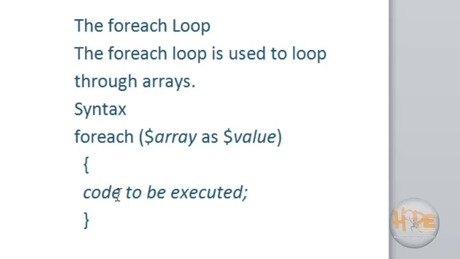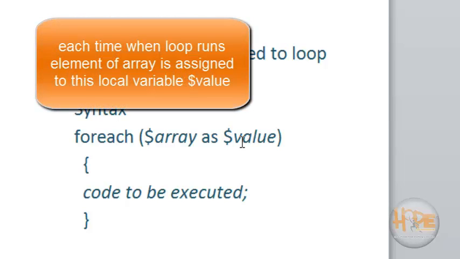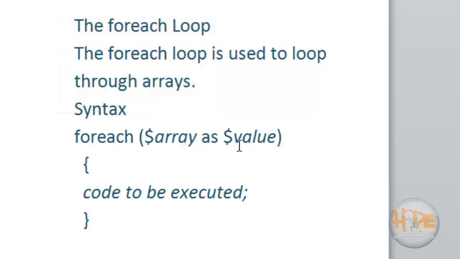Here in for each loop, the value of the current element of array is assigned to this $value, and then we can access the current element of array through this value variable.